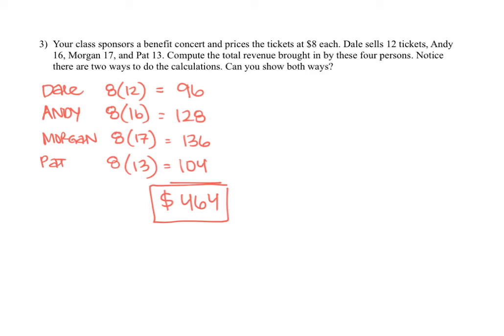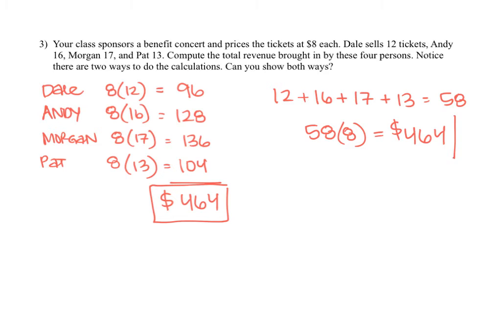The other way that I could do this is I could figure out the total amount of tickets that were sold. So that would be 12 plus 16 plus 17 plus 13. That's 58, and then I can multiply that 58 by the $8 for each ticket, and I also get $464. Does it matter which way you solve this?